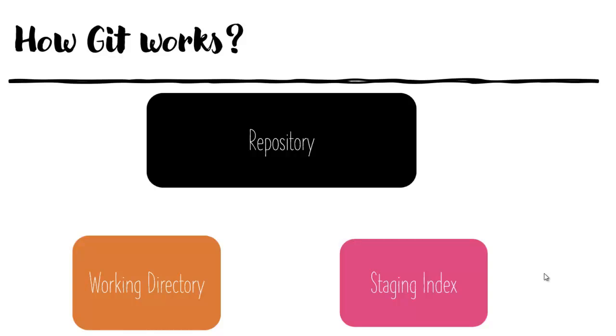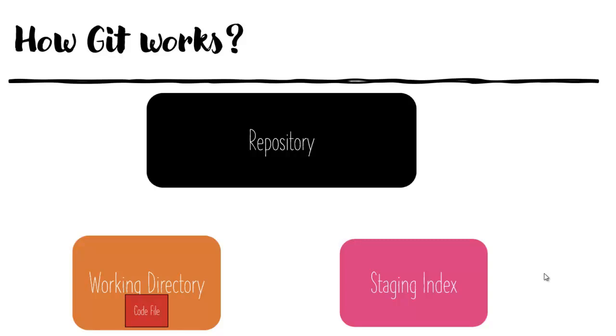Working directory, staging area or staging index, and repository. So first, our code file is available over here inside our working directory. Currently we are working on it. Also, we are modifying this particular code file, right? Now, after modification, we want to take a snapshot of this particular code file.